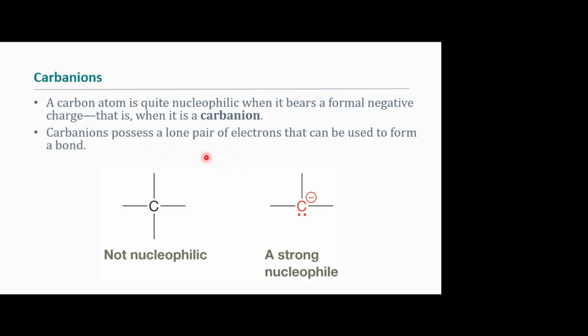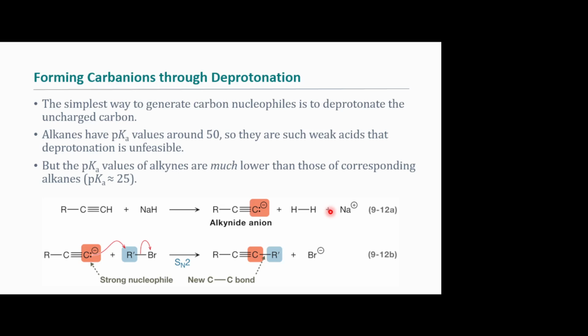Now, carbanions, these are going to be carbons with a negative charge, like the name indicates pretty clearly, right? So carbon with a negative charge. And carbanions are going to possess a lone pair of electrons. These can be used to form a bond. And so these are going to be very strong nucleophiles because carbon's not very electronegative. It's going to have a very, very localized, condensed charge it can attack with. Okay? Very high energy group.